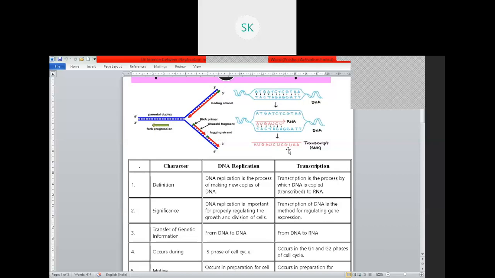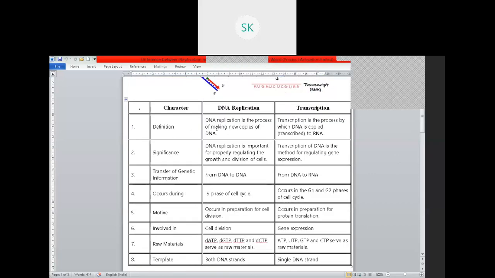But in this process, this is a transcription process. In this process, the complete DNA will not be completely rewound. The DNA strand will be released, and here it is forming mRNA. And these are the differences we have to identify. We have to know that the first one is a definition part.